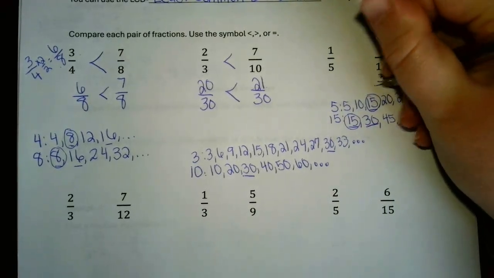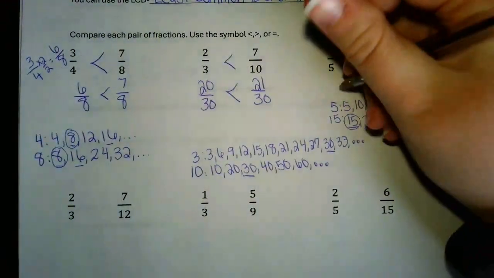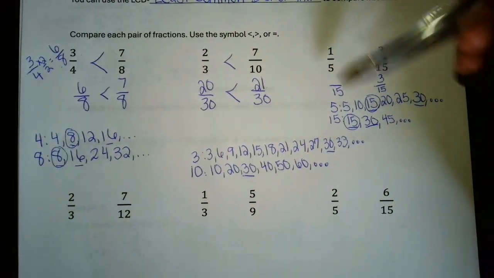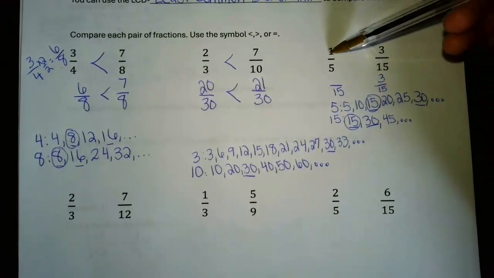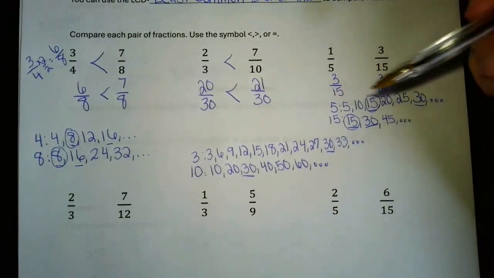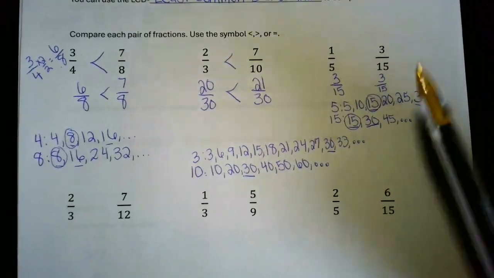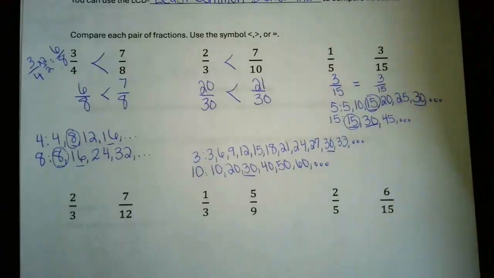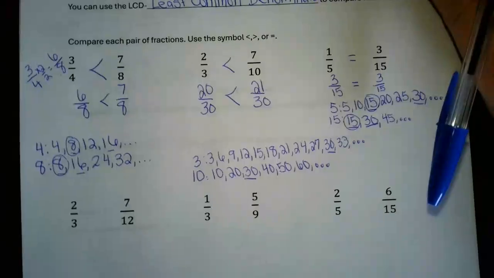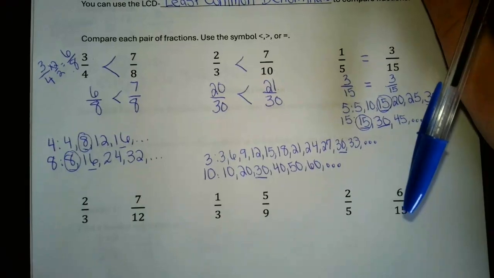So if we want our bottom numbers to be 15, well, 3 over 15 is already 15. But we want 1/5 to become something over 15. So 5 times 3 gives you 15. So 1 times 3 is going to give you your new numerator. Now compare your new fractions. So 3/15 and 3/15. Well, those two are equal, so these two are also equal. So that is using the least common denominator to compare fractions.